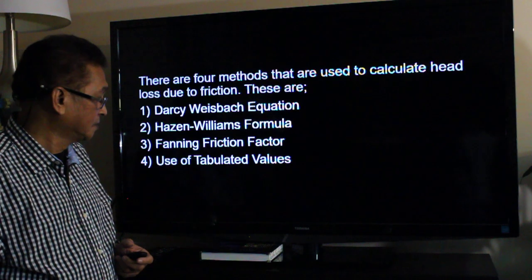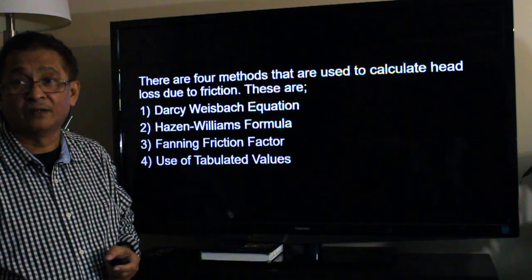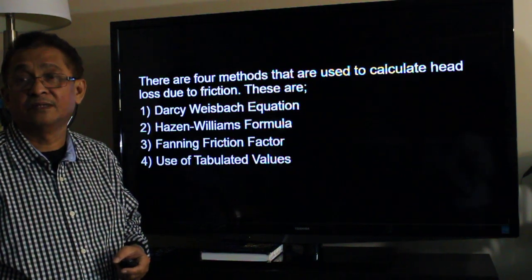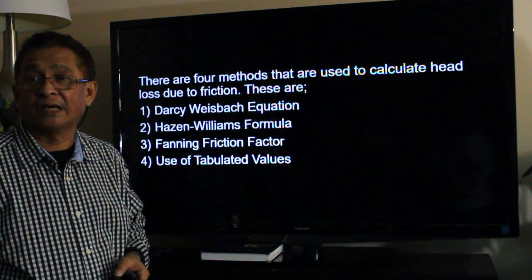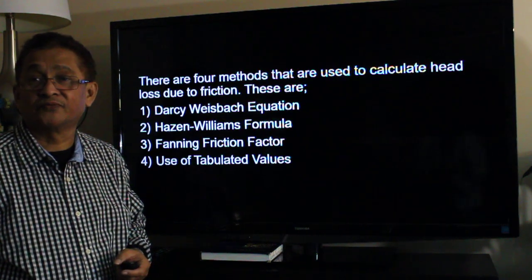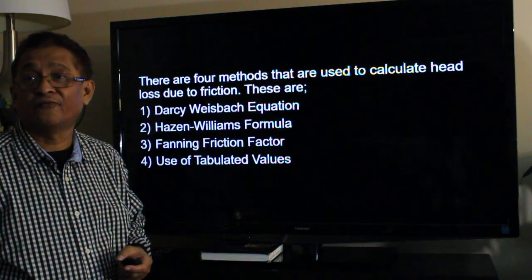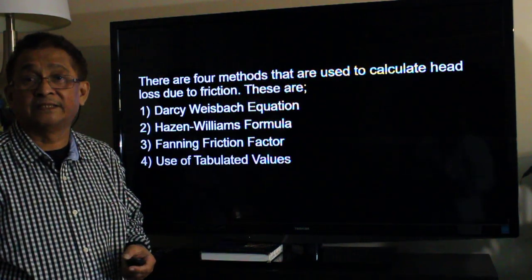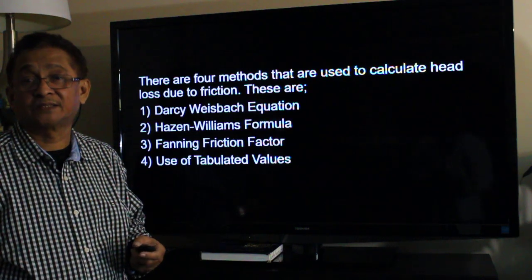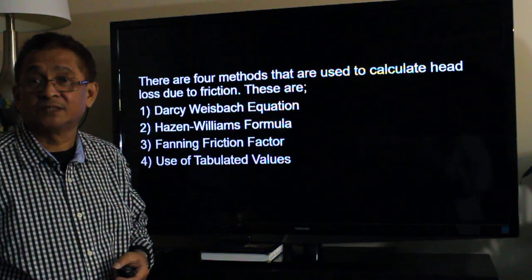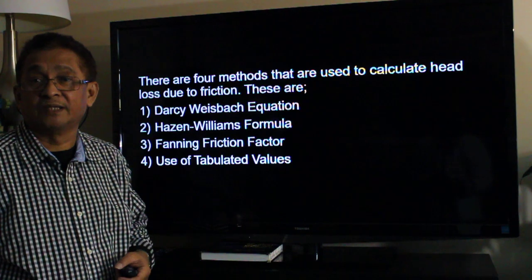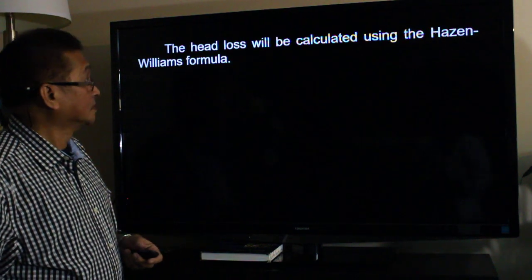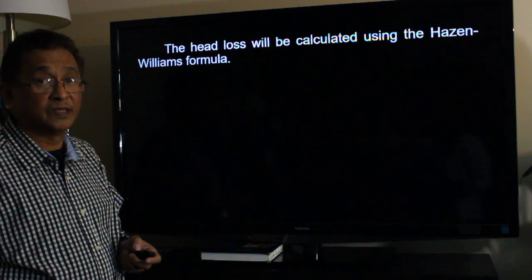And the fourth one is the use of tabulated values for head loss. ASHRAE, or American Society of Heating, Refrigeration, and Air Conditioning Engineers, has tabulated values for the friction loss of water in different pipes. And also, the Canadian Standards Association has tabulated values for friction loss in the pipes containing natural gas. The head loss will be calculated using the Hazen-Williams formula.